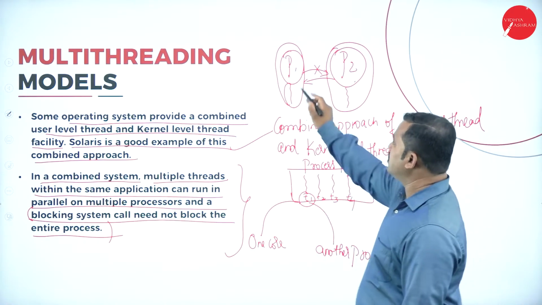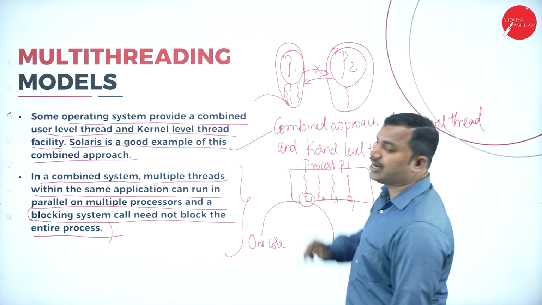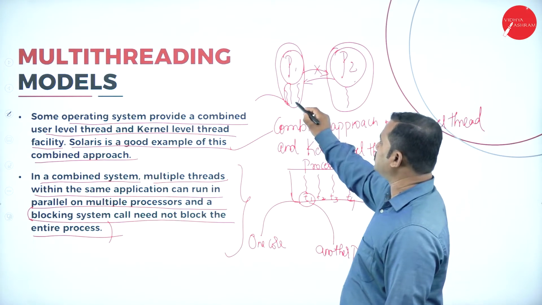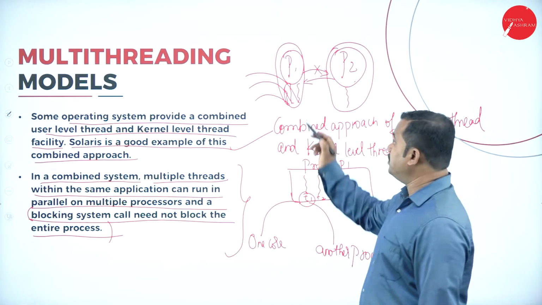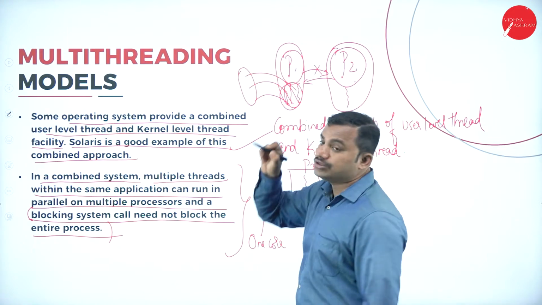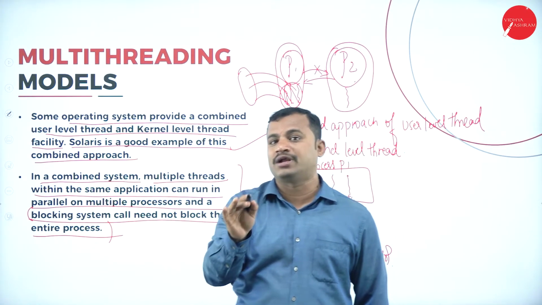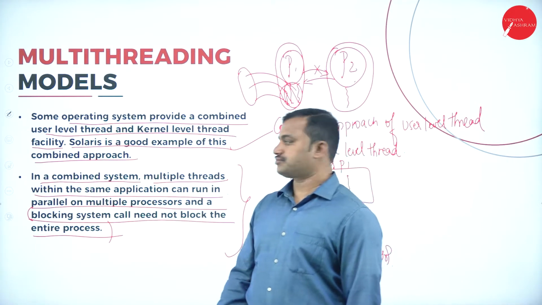In that case, process P1 is having multiple threads. So this thread can move on into one of the processor and this into another processor and this into another processor. That means what? Multiple threads are working on multiple processors so that the execution of the program is done very fast. That is the meaning of this.